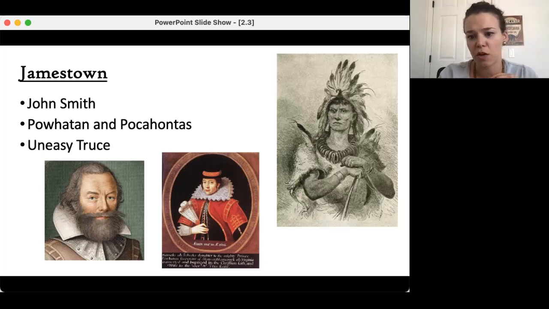Well, they're going to start bringing over indentured servants. Indentured servitude is going to play a really important role in the middle colonies to begin with. An indentured servant essentially is similar to a slave in a lot of ways, but for a set period of time.